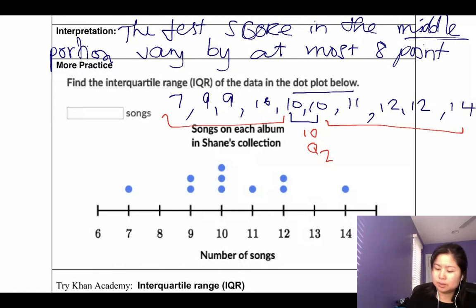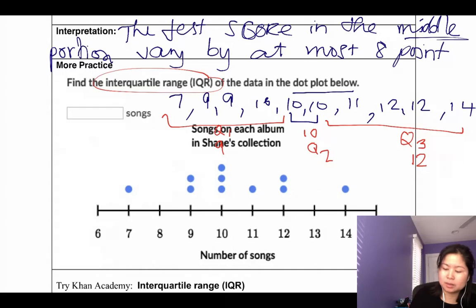Now for this one, I will end up with 12. Q3 is 12, and Q1 is 9, because that's the middle number. So to find the interquartile range, I'm taking Q3, which is 12, minus Q1, which is 9. So that would be 3.